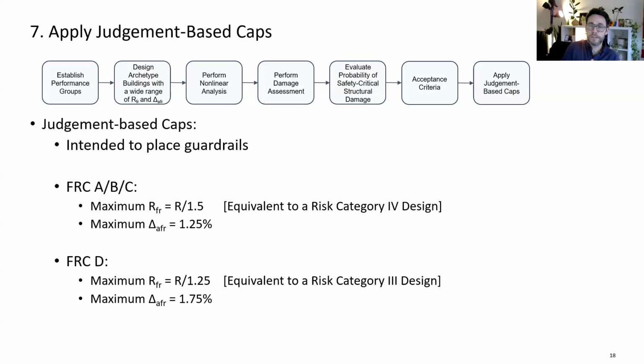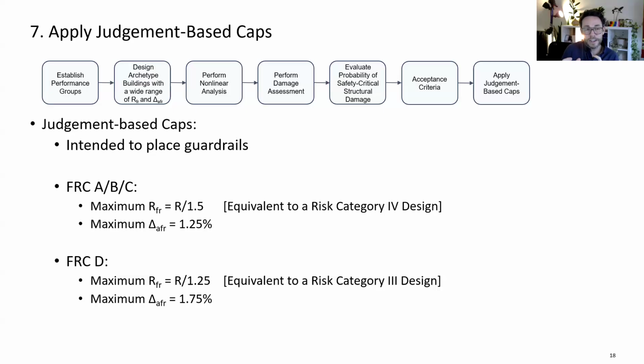And then the limit for functional recovery D would be R divided by 1.25 and a drift limit of 1.75% for D. So the cap on R is effectively consistent with current practice for risk category 4 designs and risk category 3 designs for functional recovery categories A, B, and C, and D respectively. And the drift limits are similar to those, but slightly relaxed. So the key idea here is that no matter what you get from your analysis, you're never going to relax the RFR and drift limits beyond the values that you see here.